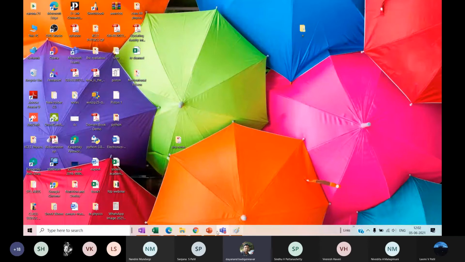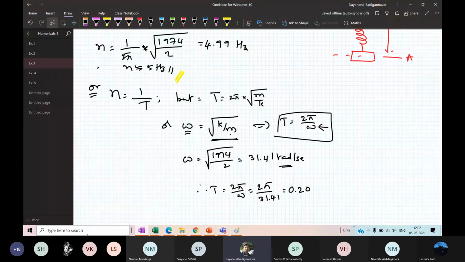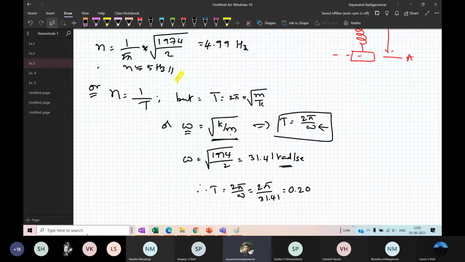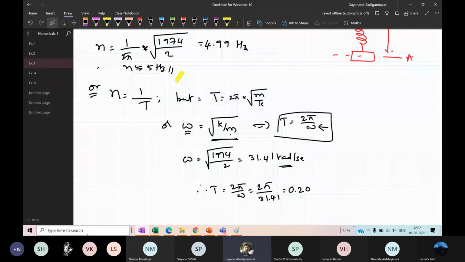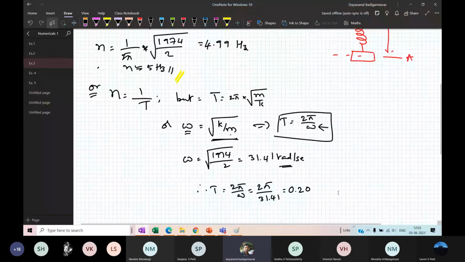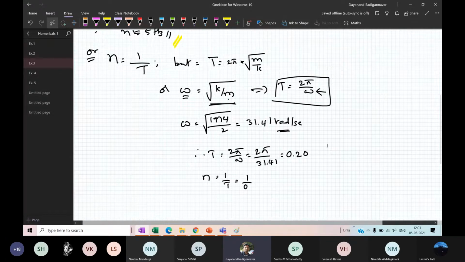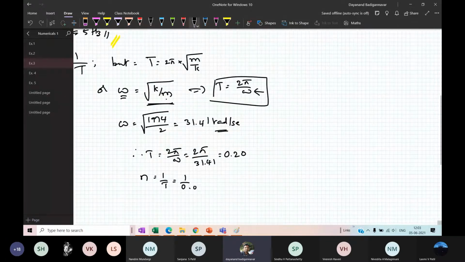So 2 pi divided by 31.41 gives you 0.2. Okay, right. So once you get the value of t, you can get the value of frequency. So n is equal to 1 by t, that is equal to 1 upon 0.2. What is 1 upon 0.2? 5, sir. Yes, 1 divided by 0.2 is giving you 5 hertz.